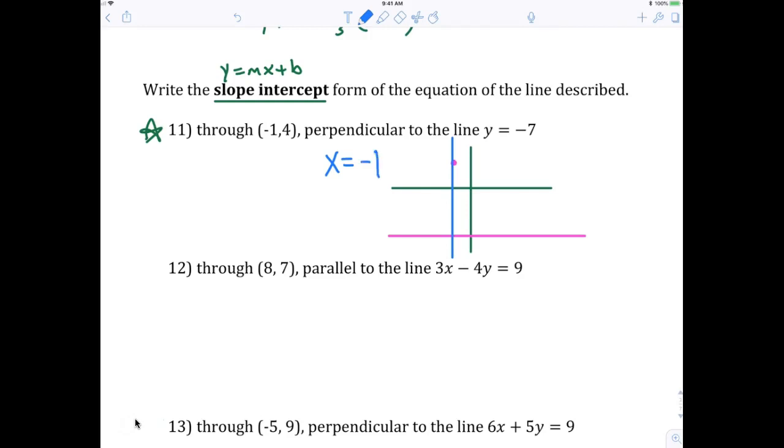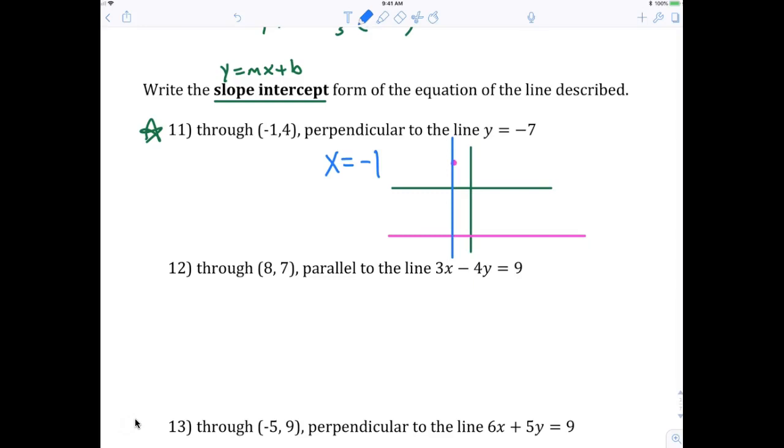The answer: x equals -1. All right, so again, make sure you're looking at this and understanding. The y equals and x equals are special cases, because they're either vertical or horizontal.